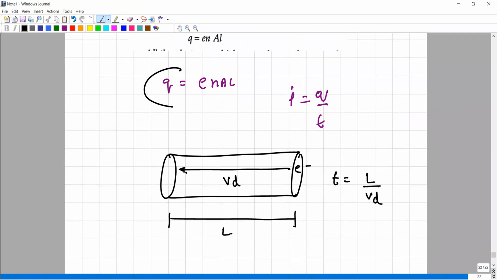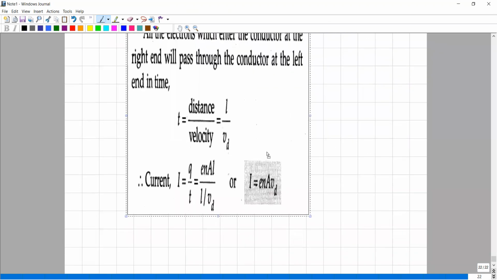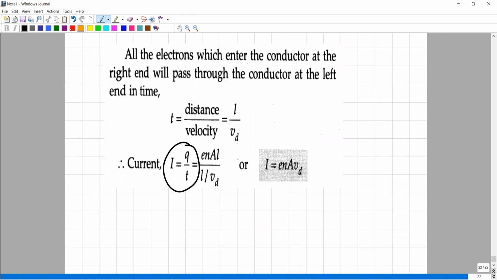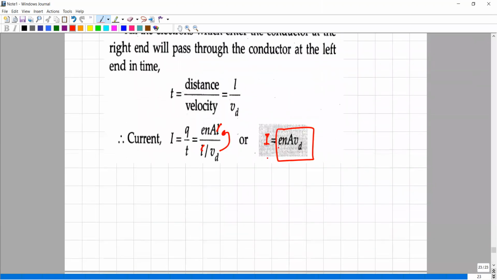Now Q you have already found out, and time also now you know. So your value of current will be Q by T, and Q is equal to NeAL divided by T. T is L by Vd. So I is equal to NeAVd. The L will cancel, and this Vd comes on the top. Now I is equal to NeAVd will give you a direct relation between current and the drift velocity.